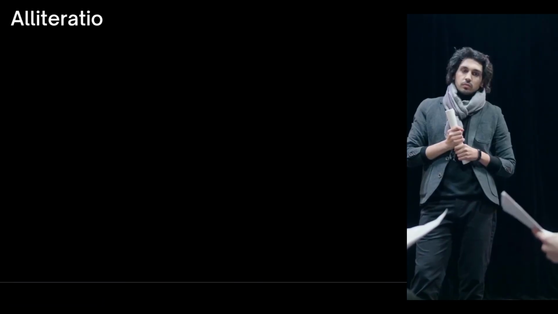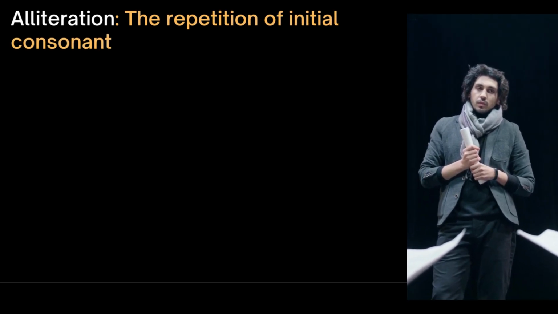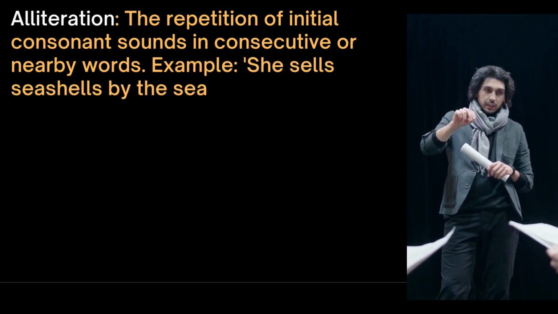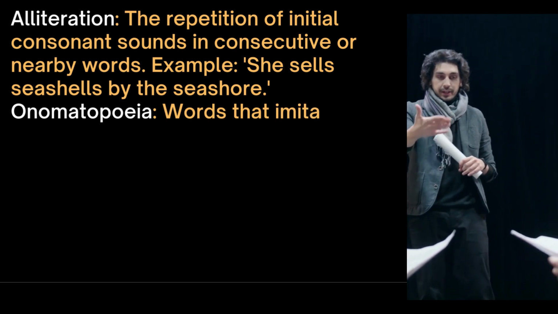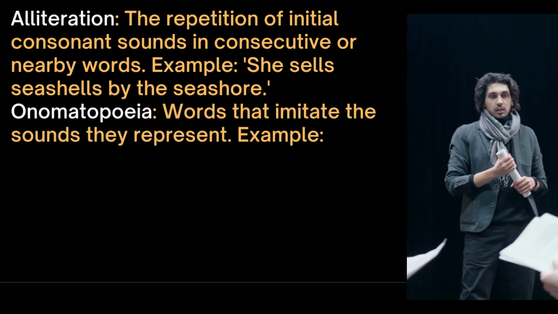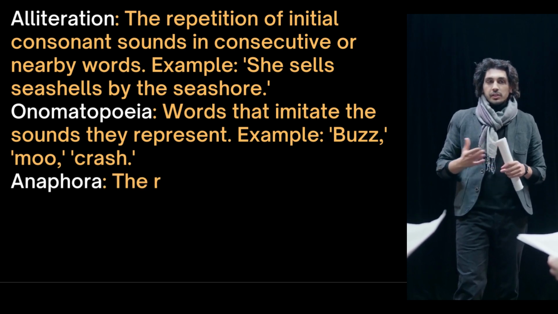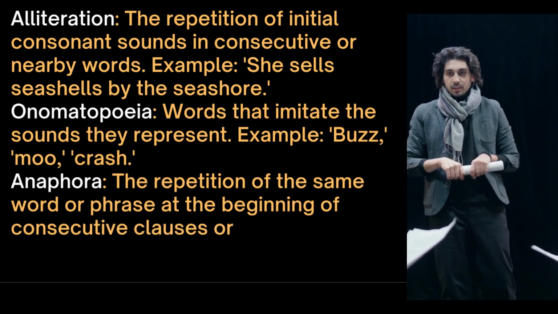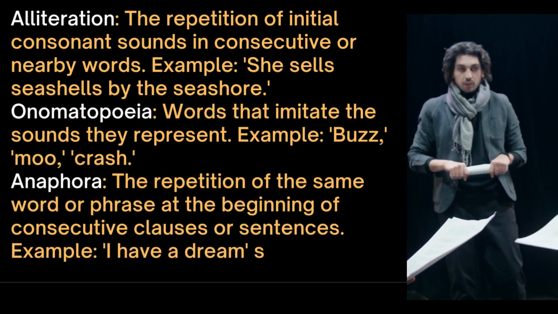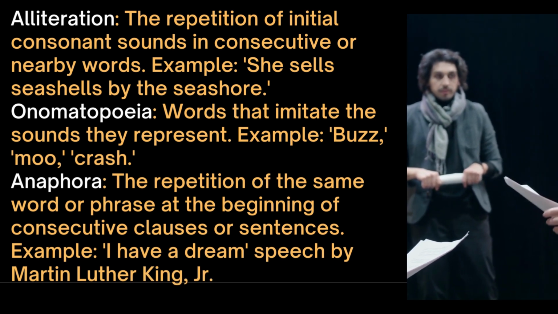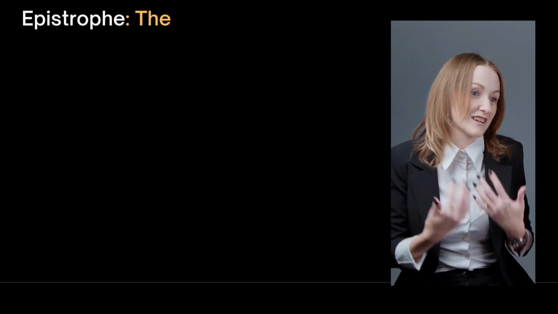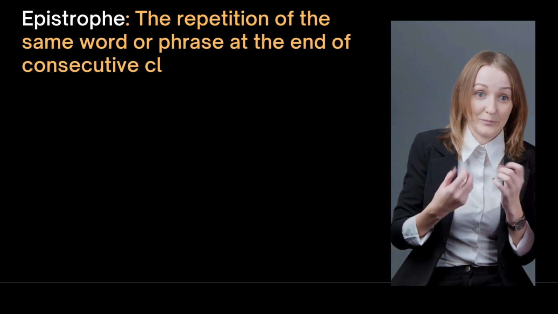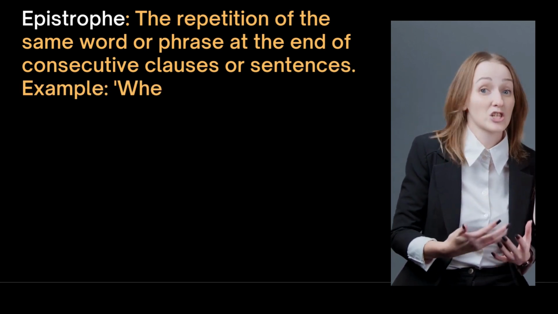Alliteration is the repetition of initial consonant sounds in consecutive or nearby words. For example, she sells seashells by the seashore. Onomatopoeia are words that imitate the sounds they represent. For example, buzz, moo, crash. Anaphora is the repetition of the same word or phrase at the beginning of consecutive clauses or sentences. For example, the I Have a Dream speech by Martin Luther King Jr. Epistrophe is the repetition of the same word or phrase at the end of consecutive clauses or sentences. For example, where now, who now, when now.